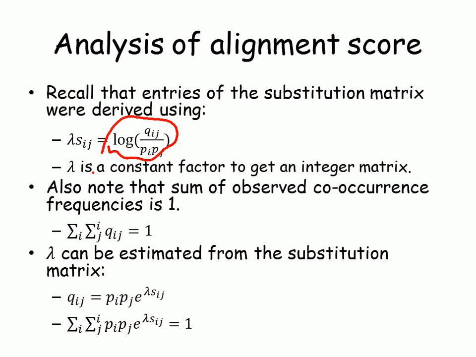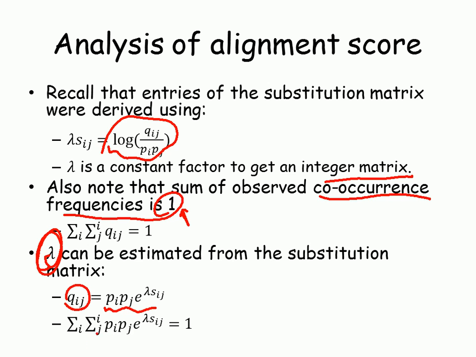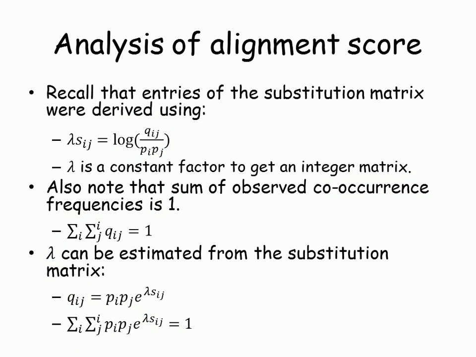Lambda is a constant factor to get integer numbers in the matrix, and the sum of the observed co-occurrences needs to be 1. So if you add up all the frequencies, you need to get the value 1, and we can find the value of lambda from the substitution matrix by plugging in Qij equals this, and then adding all of them up for all 20 amino acids, setting it to 1, and solving it for lambda. Okay, so that's how lambda can be generated.